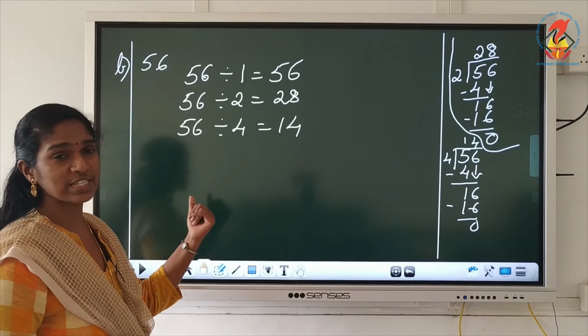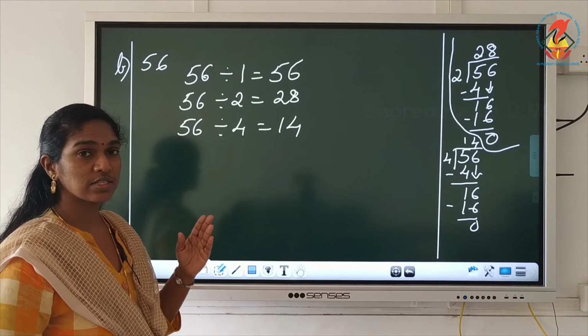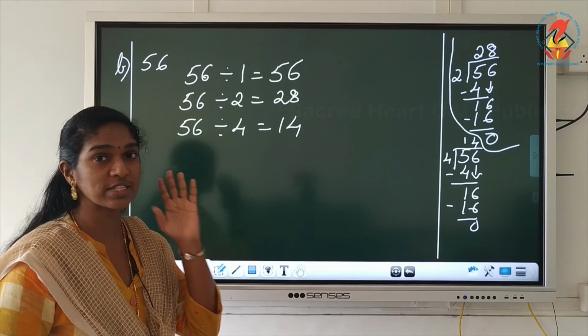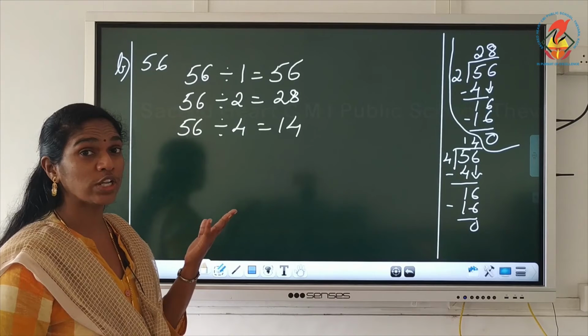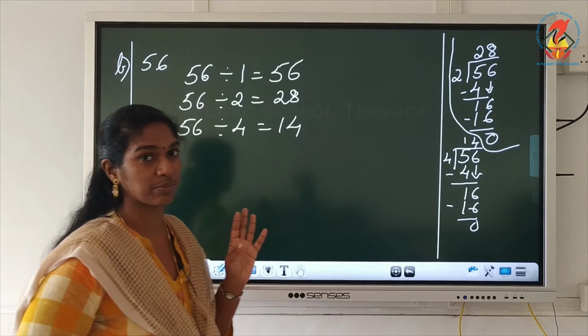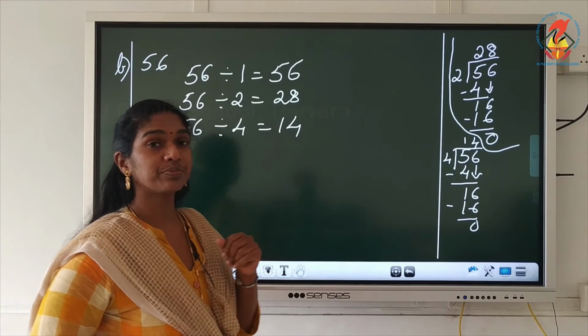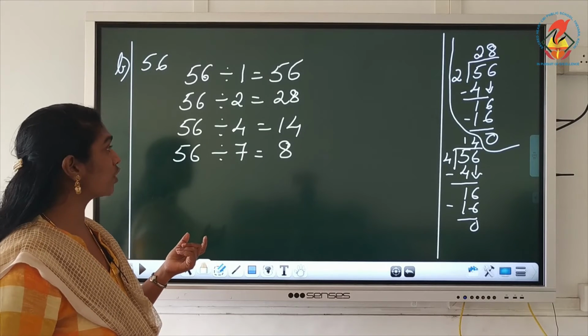Okay. Now, coming to 5's table, do we have to check 5's table? We don't need to check 5's table. Then, 6's table, is there 56? You know till 60, isn't it? So, is there 56 in 6's table? We have only 54. 6 9s are 54. There is no 56. So, you can leave 6 table. Then, 7's table. Yes, 56 divided by 7 is equal to 8. 7 8s are 56. So, see what you have got as the answers.